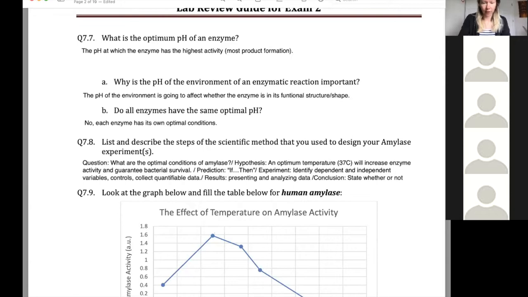Oops, and it looks like my text box got cut off a little bit.